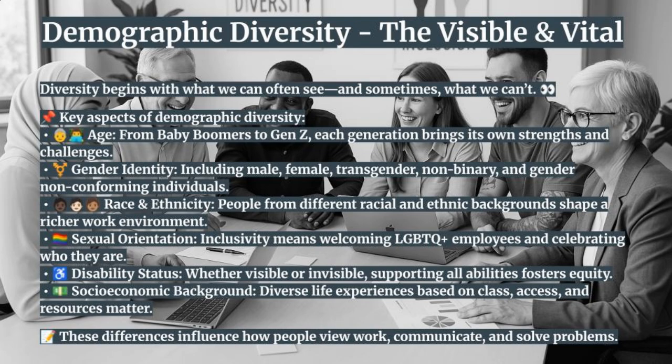Makes sense. What else? Then there's gender identity. So male, female, but also transgender, non-binary, gender non-conforming individuals, the whole spectrum. Right, and race and ethnicity, naturally. That brings such richness. Absolutely. And the source points out sexual orientation too, thinking about LGBTQ plus inclusion. And disability status is key. It might be visible, might not be, need support either way. Yeah. And finally, socioeconomic background. Where people come from, their access, that shapes perspective too. These are kind of the foundational layers. Okay, so that's demographic diversity.